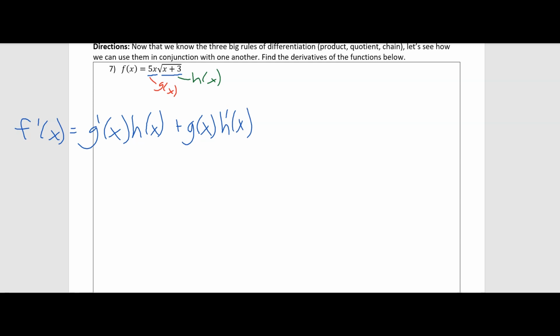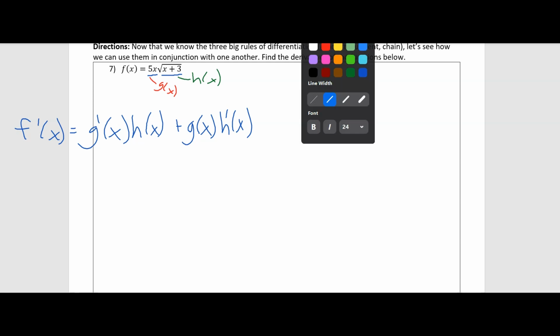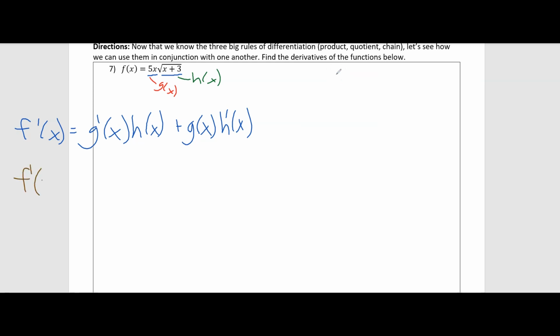Again, the only difficult thing to find here is h prime of x, because that's going to be our chain rule portion. Let's do the other parts first, though. So that means f prime of x is going to be equal to g prime, which is 5, times h of x, so 5 times the square root of x plus 3, plus g of x, which is 5x, times the derivative of h. So we need to find h prime. Let's come over to this other side.